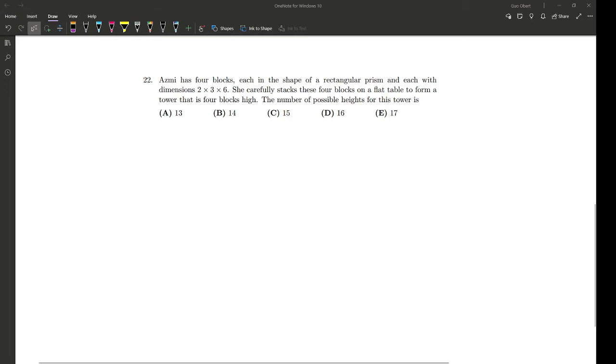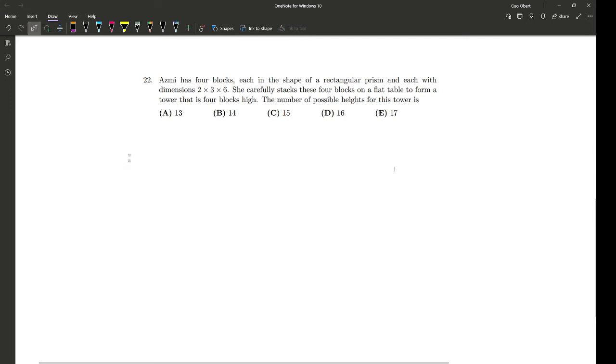Okay, so that means we have 4 ways to stack this tower, 4 different orientations, and we want to figure out the number of possible heights. Each one of these blocks can be oriented in a certain way, right? With a 2 centimeter height, 3 centimeter height, or 6 centimeter height. So what we can do now is go through each of these cases and just solve the problem case by case, since it's not a very large problem, right?